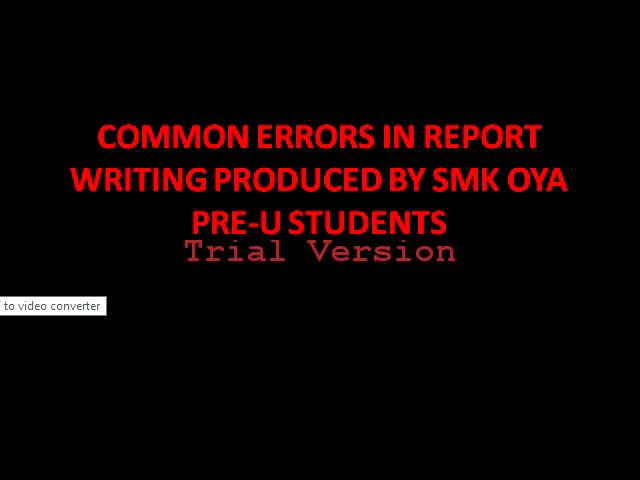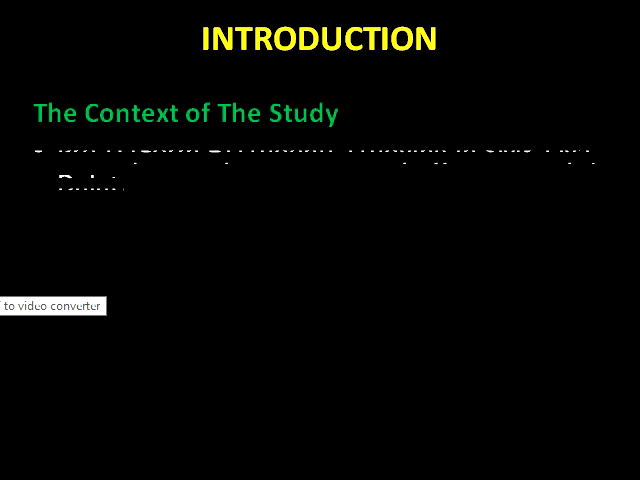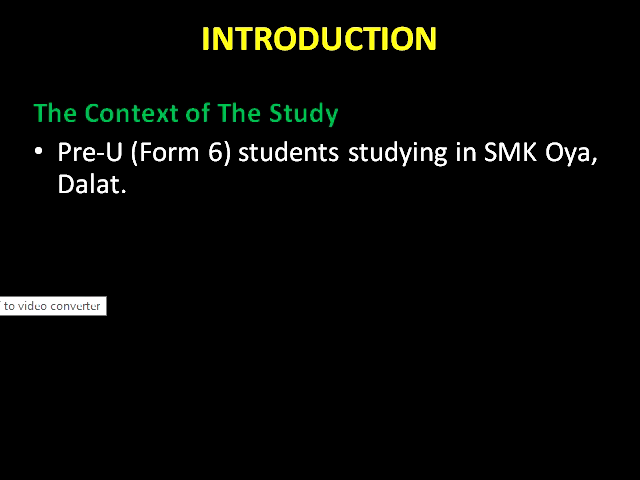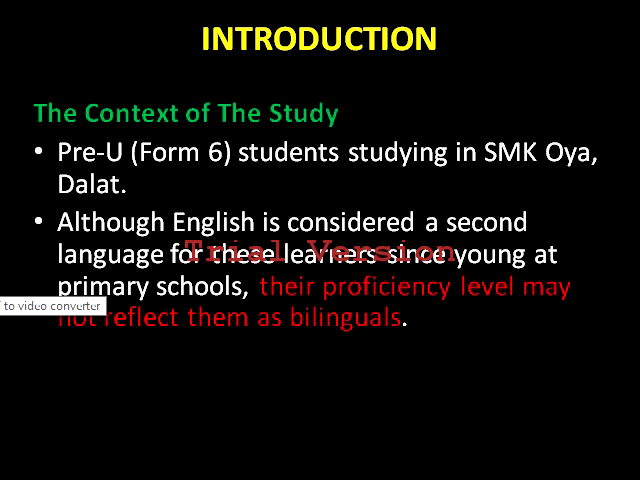The study that I'm going to carry out is to examine common errors in report writing produced by SPM or pre-university students. Hence, the context of the study would be pre-university students who are studying in SPM or diploma. Even though English is considered a second language for these learners since they are in primary schools, their proficiency level of English language may reflect them as foreign learners.